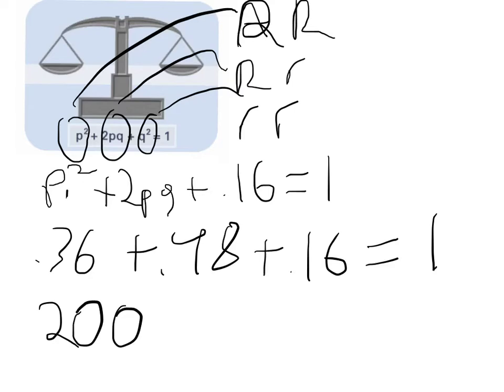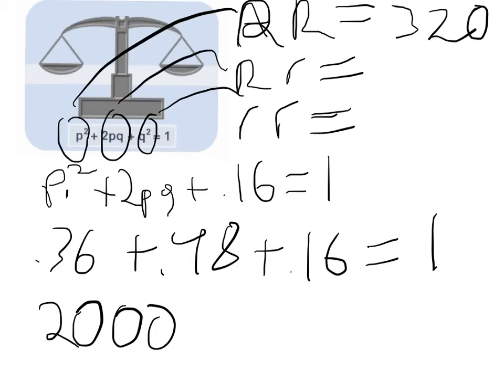You just multiply 2,000 by each of these spots to fill in the number of people with each genotype. So here you have the genotype frequencies, and you just multiply them by the actual population to find the total number of people that have that genotype. I've already done the math, so we don't have to go through it. 0.36 times 2,000 is 320.